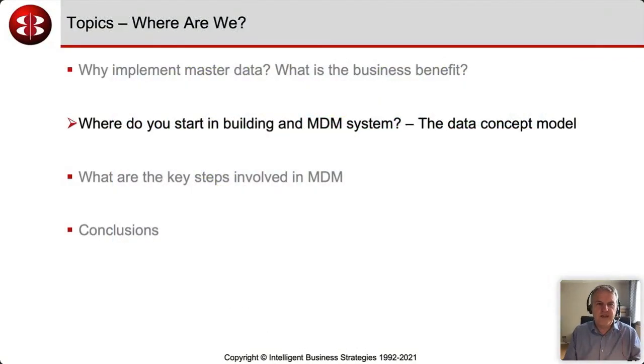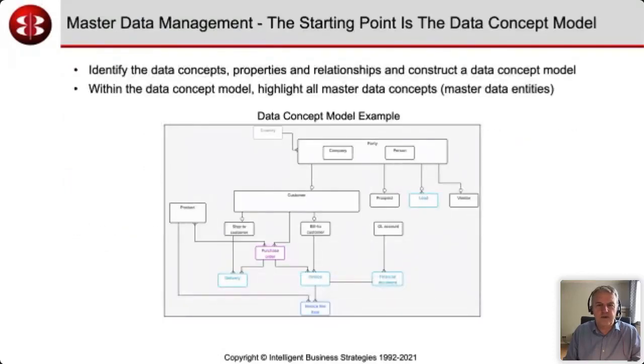So if that's what the problem could be if we don't fix it, well, then how do you start fixing it and getting it sorted out? One of the first things you need to do is to create a concept model to understand the core data concepts within your business and the kind of relationships between them. That's kind of like step one.